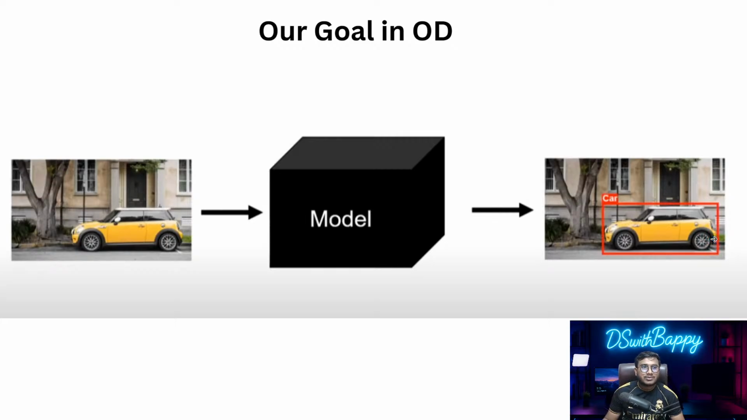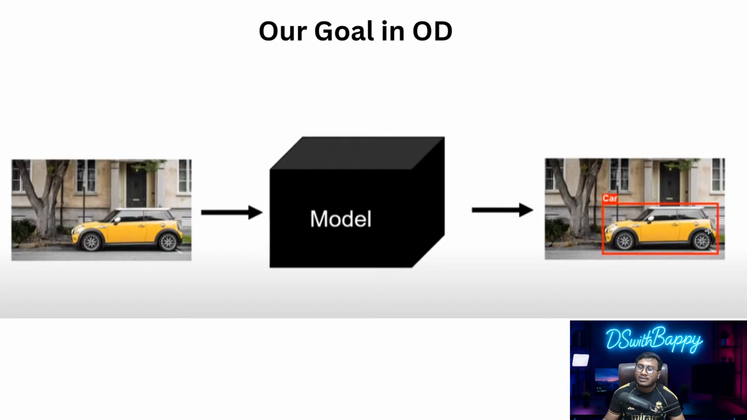Now, what is our goal in object detection, guys? Tell me, what is our goal? Whenever I have an image, and inside the image I have an object, let's say a car. Now let's say this is my object detection model, and it is completely a black box. What will happen if I pass this image into my model? My model will try to classify that this is a car, and it will also try to locate the car. That means it will create this bounding box, and this is called object detection.